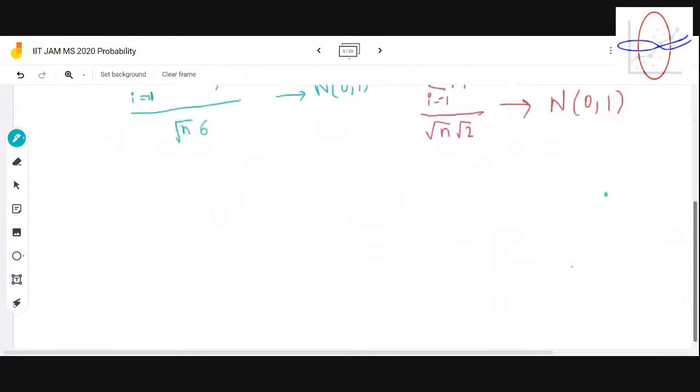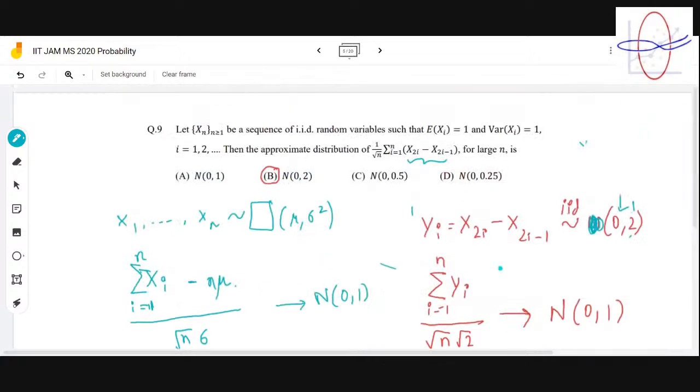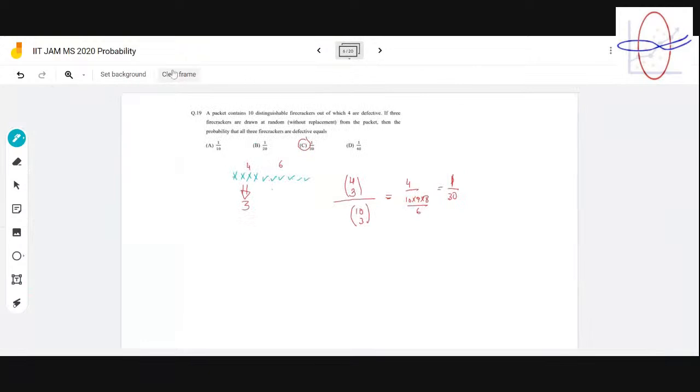So therefore you want to find the value of 1 by root n summation of yi, so it will go to normal 0 comma 2. Therefore this becomes the solution. Just a basic application of CLT, guys. Very good. Let's do the next problem, guys.